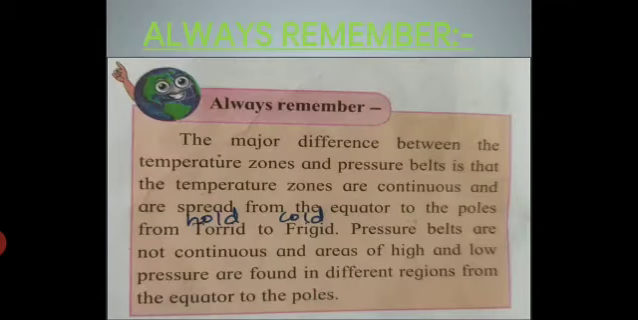Children, you need to always remember that the major difference between the temperature zones and pressure belts is that the temperature zones are continuous and are spread from the equator to the north and south poles, from torrid, that is hot, to frigid, that is cold zone. But the pressure belts are not continuous and areas of high and low pressure are found in different regions from the equator to the poles.